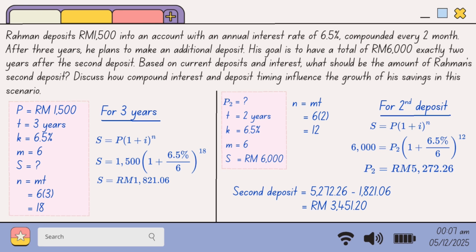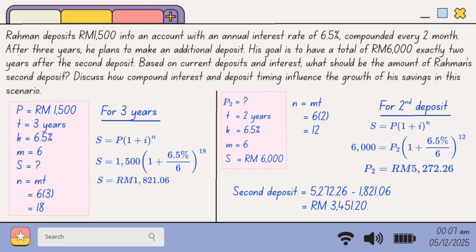Question 2. First, we have to find the amount of Rahman's second deposit. For the first calculation, we calculate Rahman's first deposit. The list goes as P equals RM 1,500, T equals 3 years, K equals 6.5%, M equals 6, and then we have to calculate S, which is the future value. We put the numbers in the formula S equals P multiplied by 1 plus i powered by n. We got RM 1,821 and 6 cents for his first deposit.